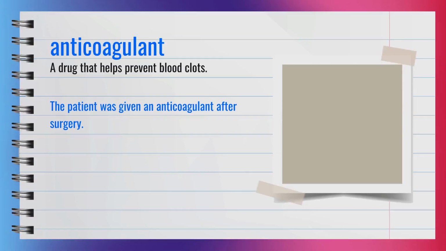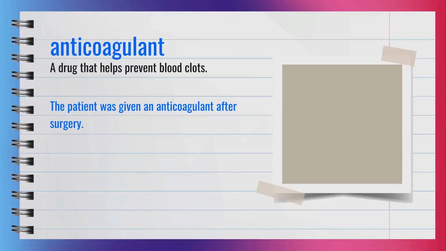The word anticoagulant, it's spelled anticoagulant, and it's a noun. Let's pronounce it together. Anticoagulant. An anticoagulant is a drug that helps prevent blood clots.